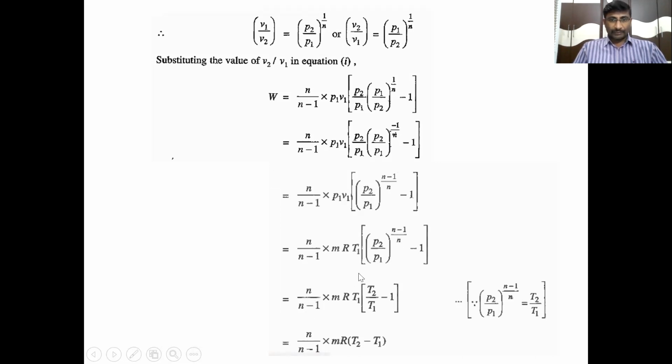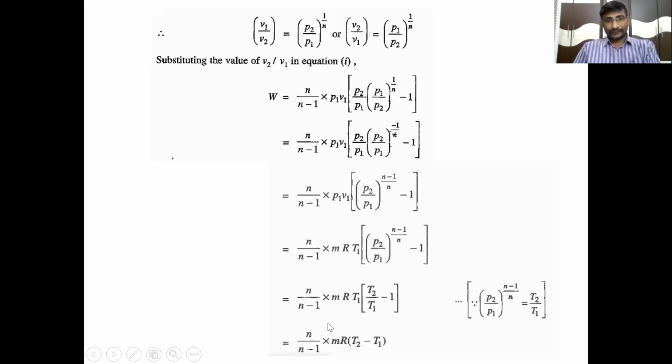n/(n minus 1) into MRT1 into (P2/P1) to the power (n minus 1)/n. For polytropic compression, it is taken as T2/T1. So T2/T1 minus 1, otherwise n/(n minus 1) MR into (T2 minus T1)/T1, T1 cancels, T2 minus T1 remains. So n/(n minus 1) MR (T2 minus T1) is the work required by the compressor during the polytropic compression. Clear? This is the equation to calculate the work required by the compressor.